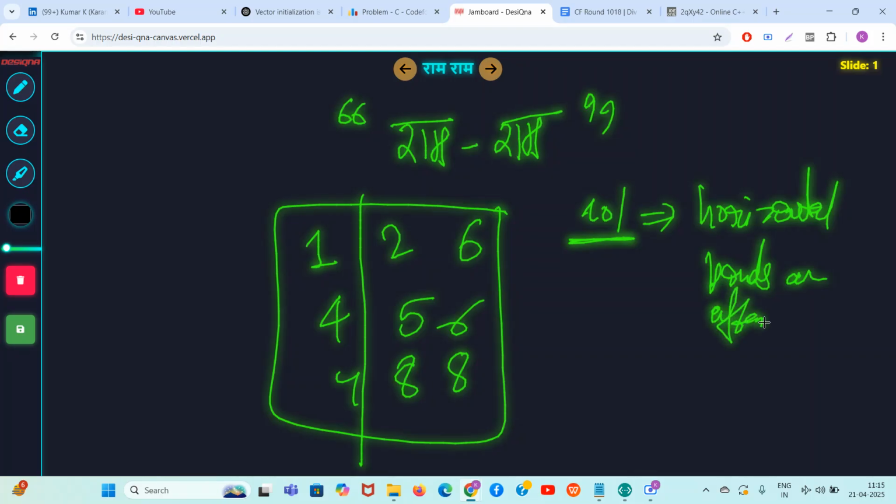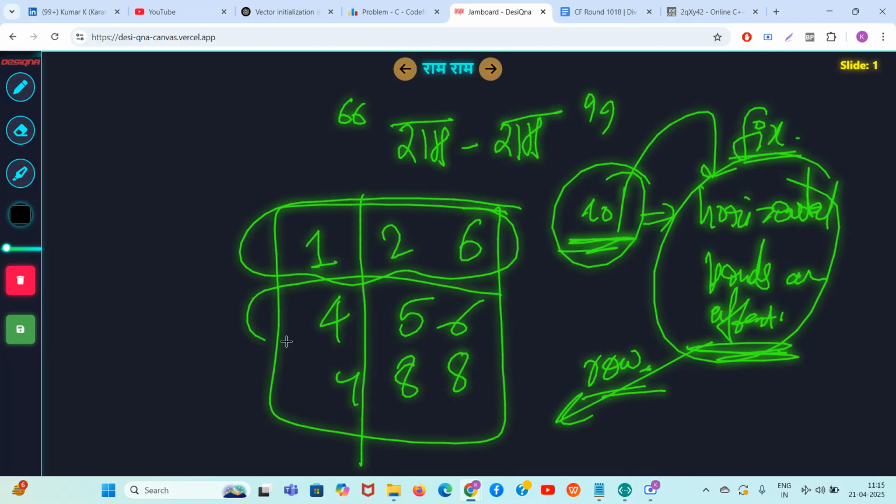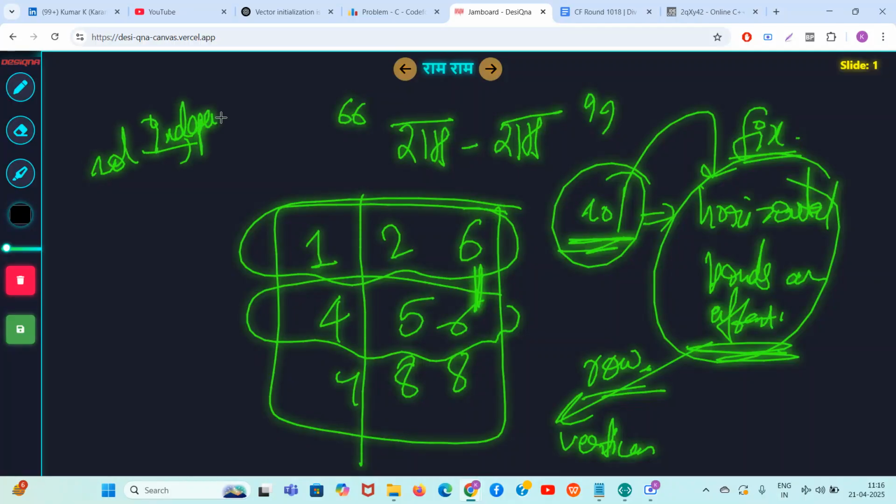So what will I do? I will only do column operations and I will fix the horizontal bonds. Once this is done, then I will do the row operations. Then the row operations will fix the vertical bonds, right? So guys, column operations are independent of row operations. Get this in your head, baby.